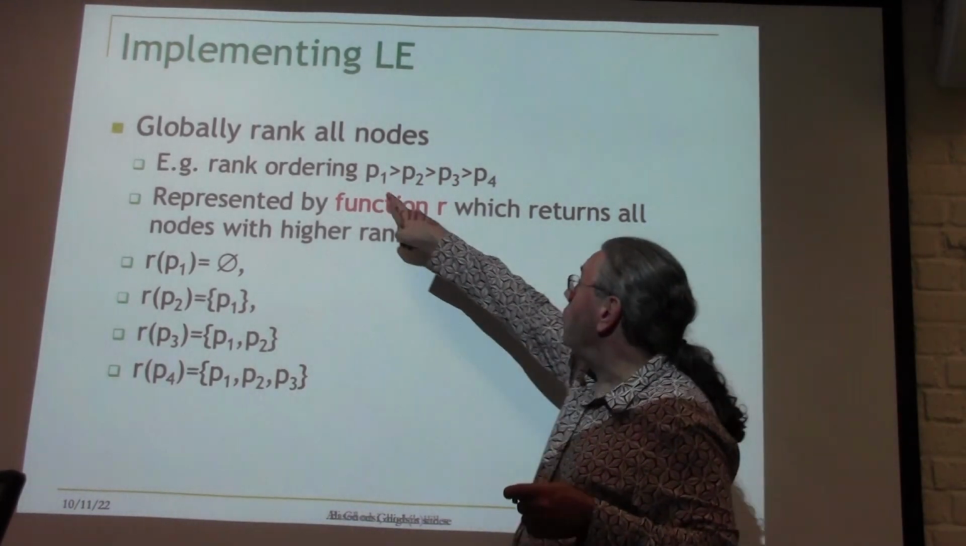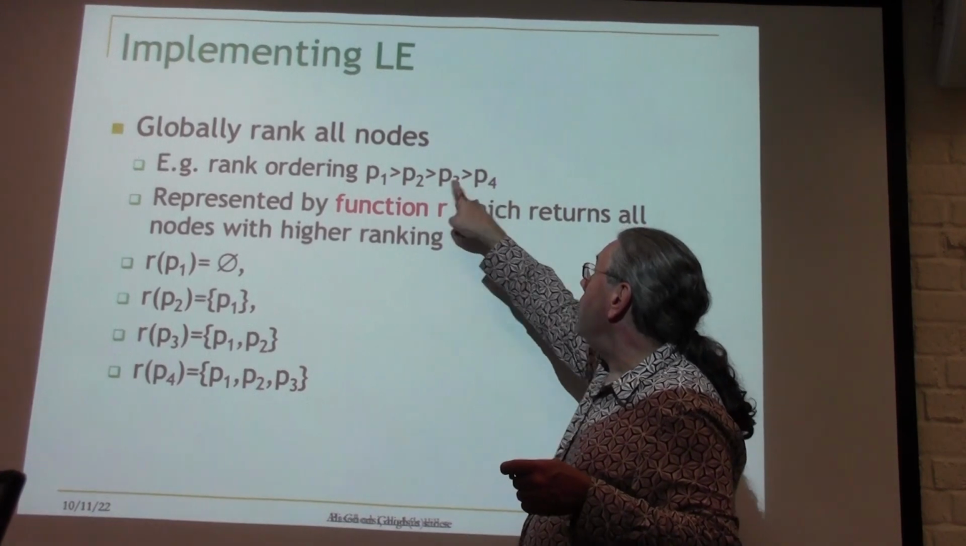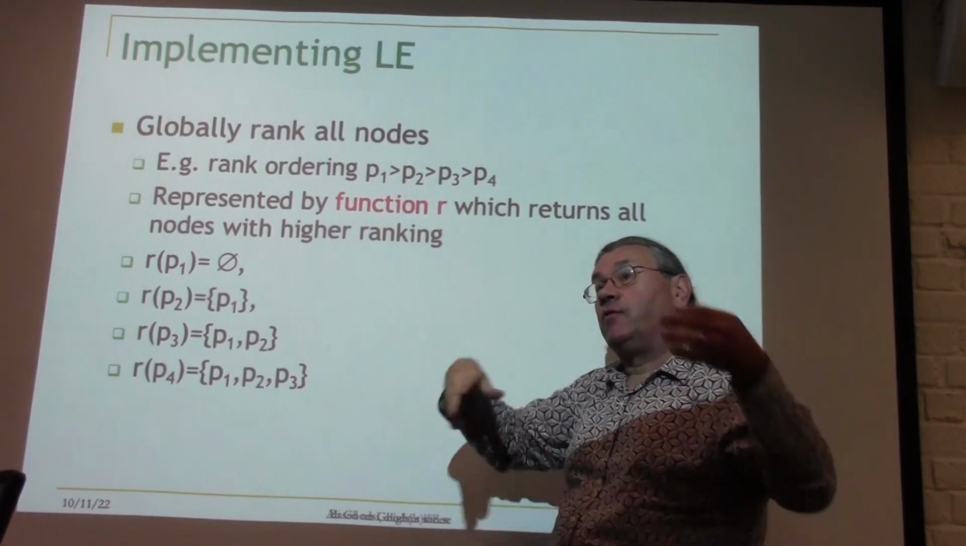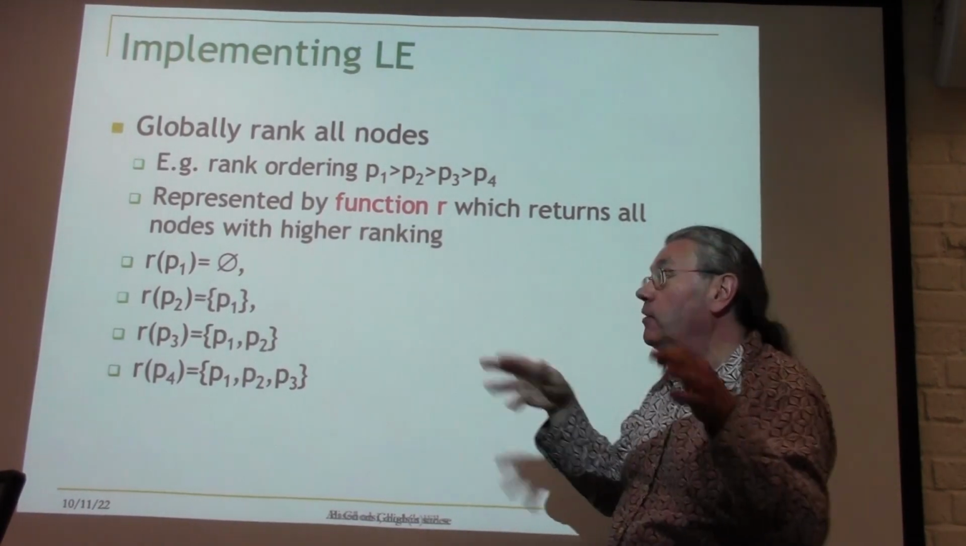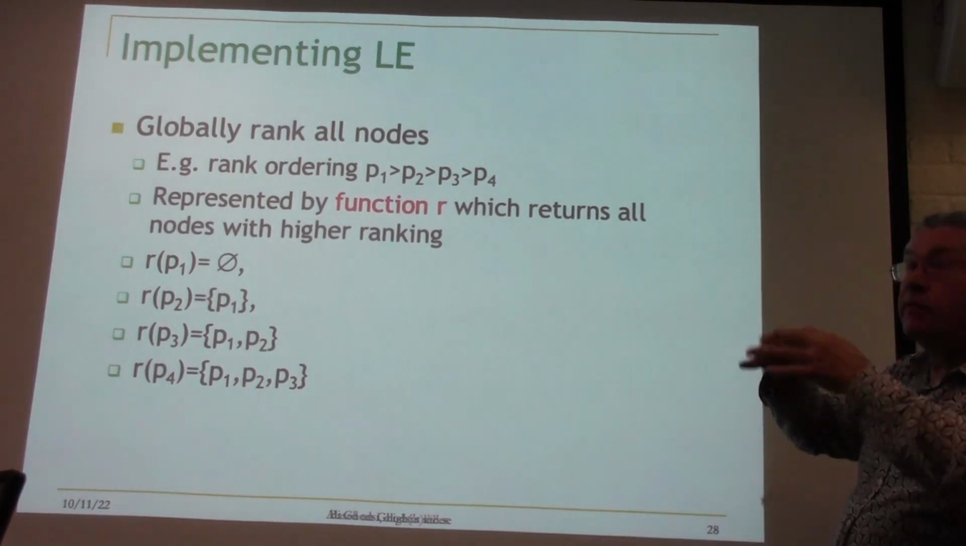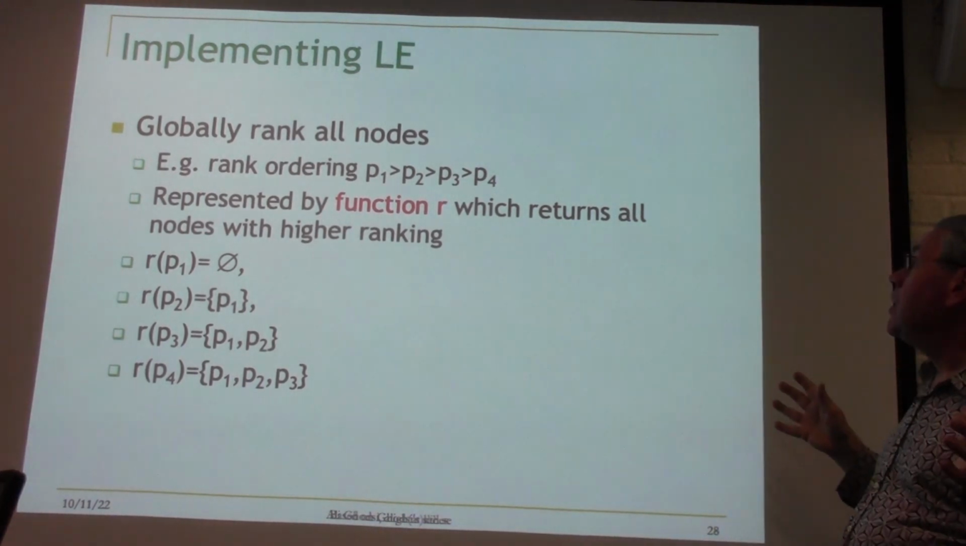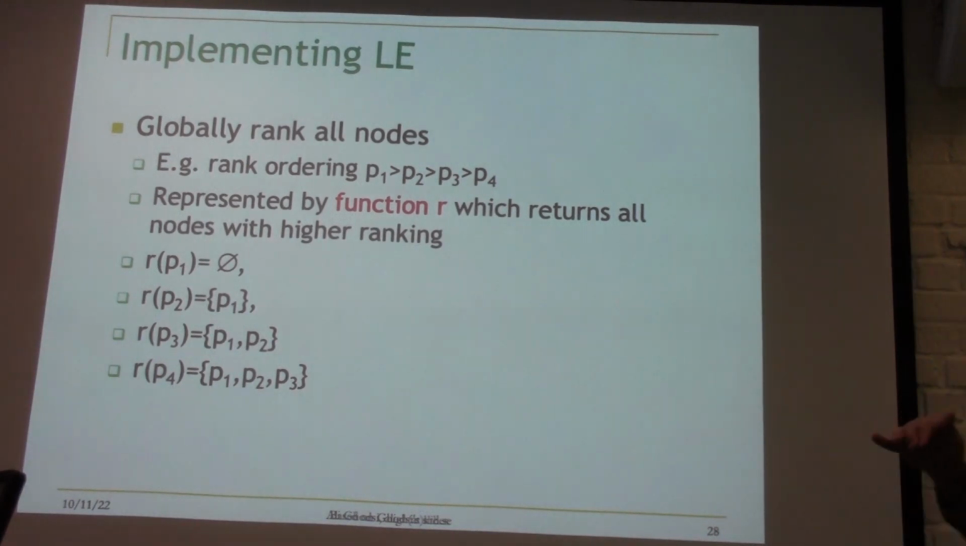Like P1 has a higher rank than P2, and so on. It could be whatever, the MAC address or IP address in real life. But there is some ranking. There's some order. And that makes electing a leader easier, okay?